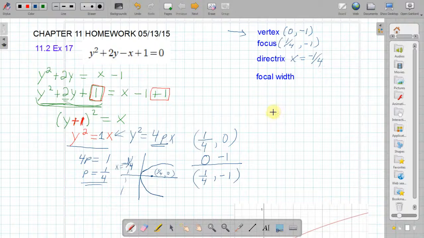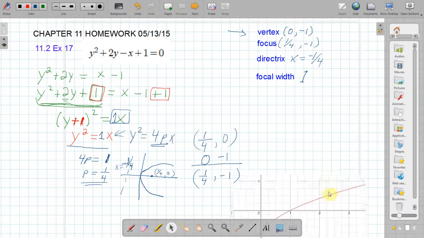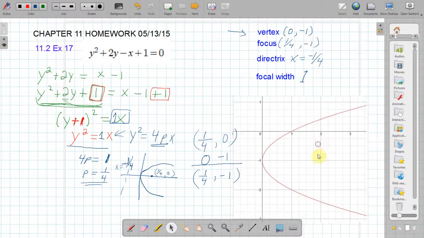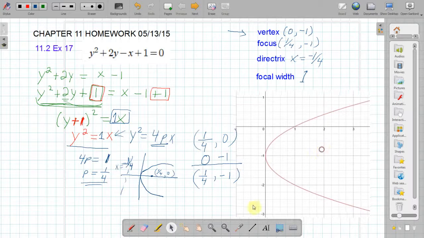Now what about the focal width? Focal width is always 4p. So look here, 4p is equal to 1. So the focal width is 1. So like always, I already graphed this equation. Let me just check these facts right here.